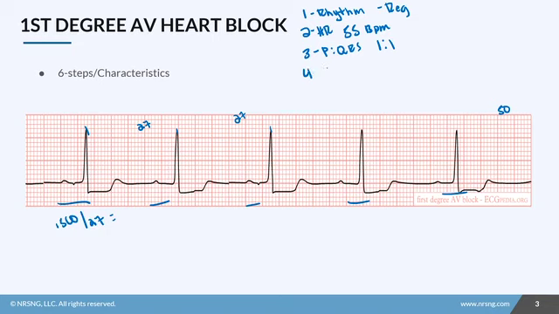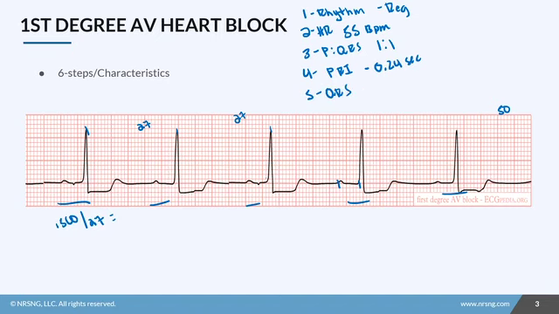In step number 4, I got to do the PR interval. So I'm going to go ahead and count here. So from here to here, I have 1, 2, 3, 4, 5, 6 boxes. So that gives me 0.24 seconds.